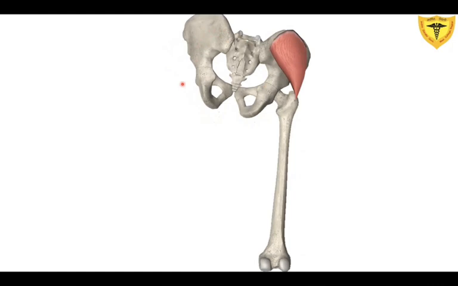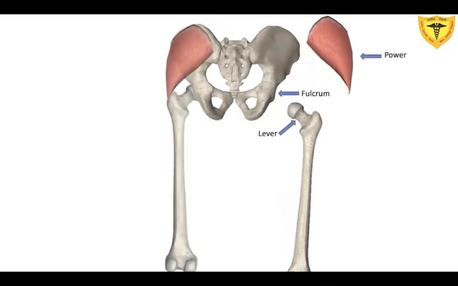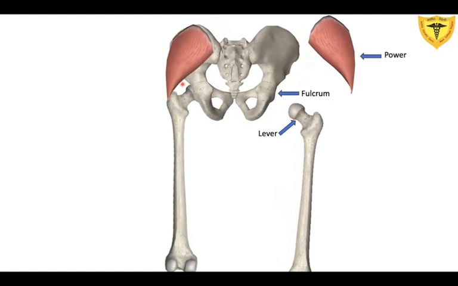There can be a defective abductor mechanism, that is defect in either power or fulcrum or lever. For example, defect in power can be paralysis of gluteus medius and minimus muscle or injury to the superior gluteal nerve. Defect in fulcrum can be congenital or pathological dislocation of hip. Defect in lever can be the defect in head or neck of femur. There can be fracture neck of femur, etc.